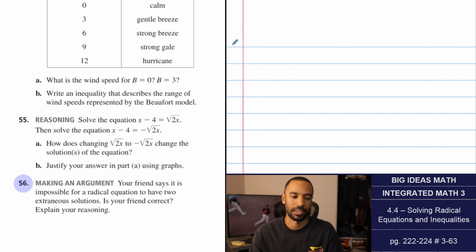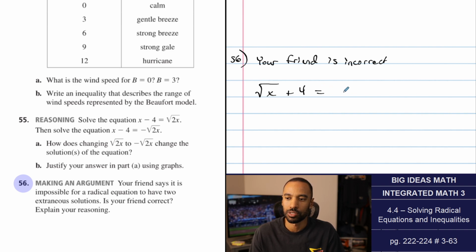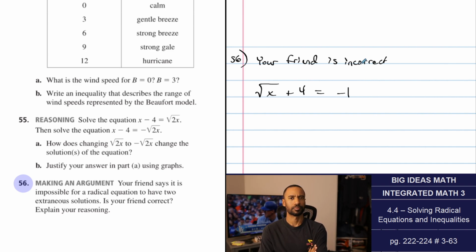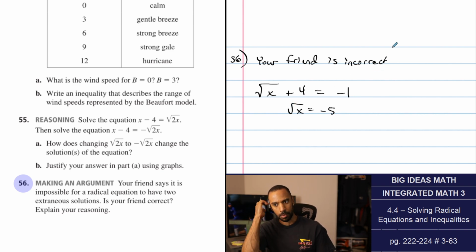Of course your friend's incorrect. Your friend is incorrect. I have to make up one, though. Let's do this one. Square root of x plus 4 equals negative 1. Or positive 1, I believe. I want to make sure that there aren't any solutions. You get square root of x equals negative 5. Wait. Two extraneous solutions. Let me think about that.